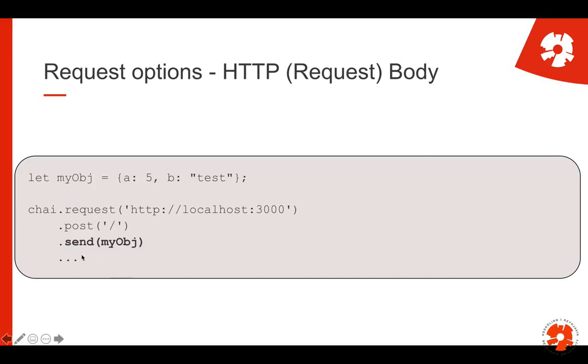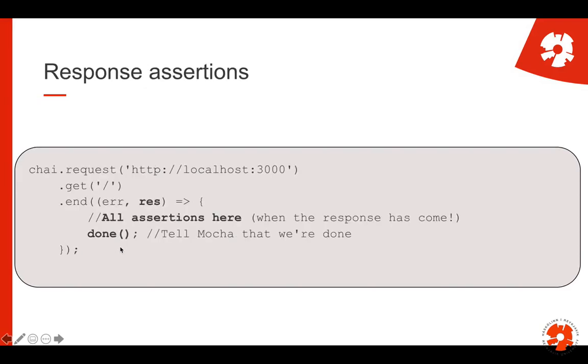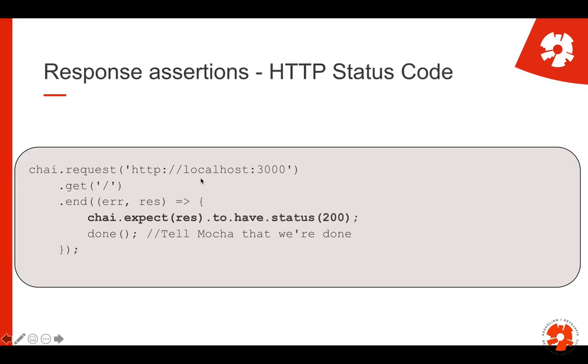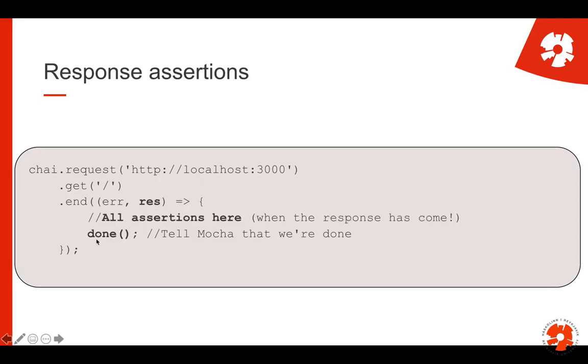And then finally, we can send an object. If we have a post request, we might want to include something in the request body. If we do dot send, and we just put a regular JavaScript object in here, then it will be sent to the server. And then as discussed, the important thing here is that we actually call the done.